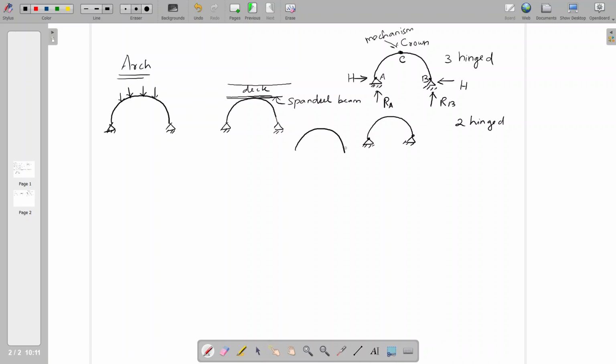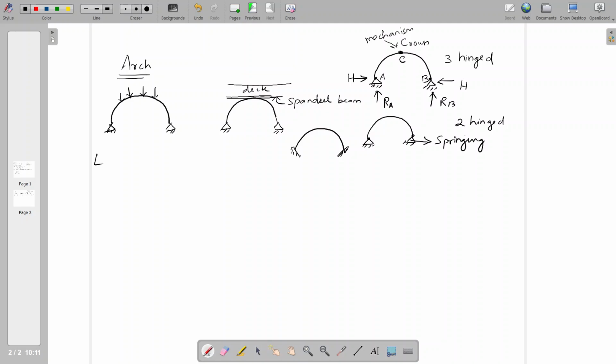The masonry arch is often called a fixed type of arch construction. And the supports are called springings. Springings means supports, support levels. So the load transfer is from deck slab to spandrel beam to arch, and the arch to supports.